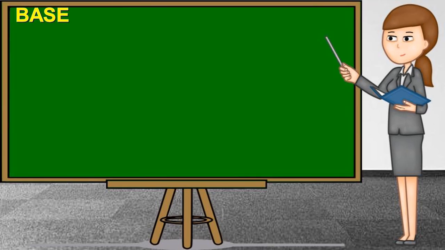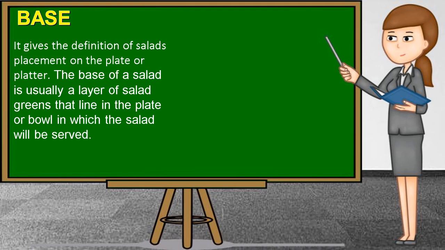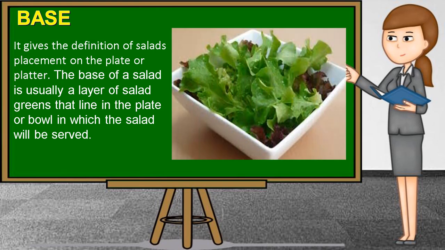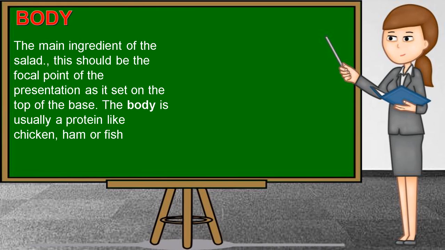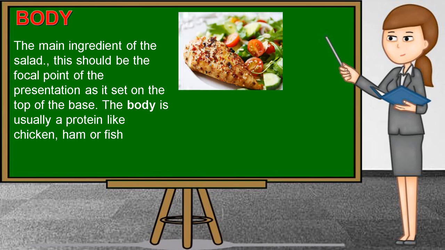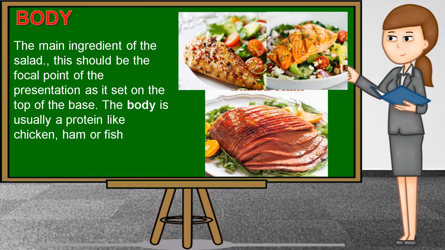The first component of salad is the base. It gives the definition of the salad's placement on the plate or platter. The base of a salad is usually a layer of salad greens that lines the plate or bowl in which the salad will be served. The second component of salad is the body. The main ingredient of the salad is the body. This should be the focal point of the presentation as it's set on top of the base. The body is usually a protein like chicken, ham, or fish.